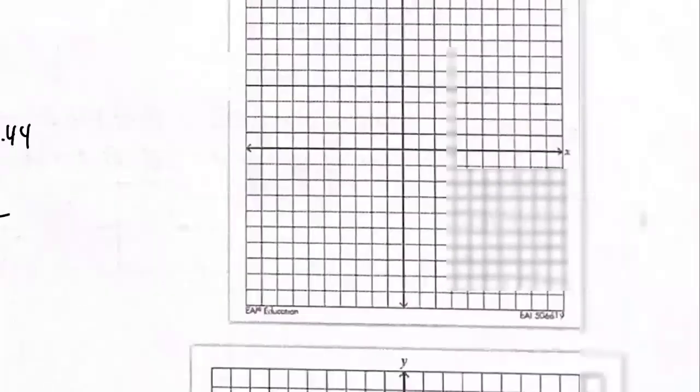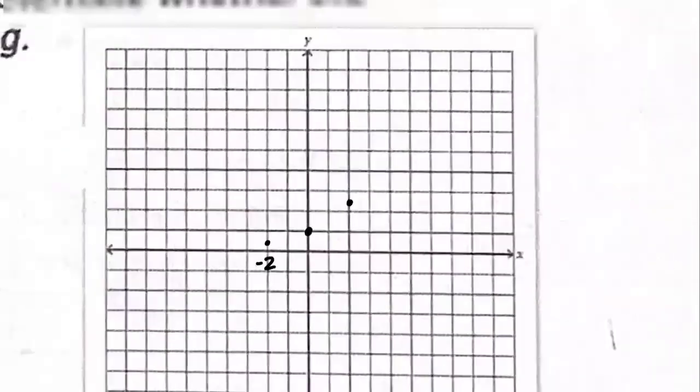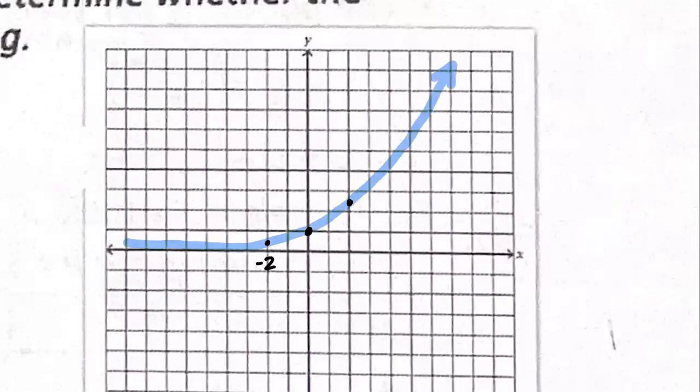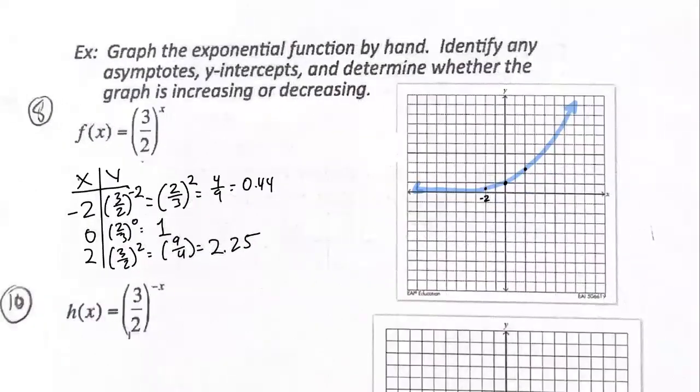These 3 coordinates give me a quick rendition of what my graph is going to look like. So at -2, let's put 0.44 right there, roughly. Then 0, 1, and then 2 is 2.25, roughly right here. That's good enough to give me a quick graph of what the function will look like. What else does it ask for? It asks for identifying asymptotes. In this case, the asymptote is y equals 0. It's never going to cross the x-axis.